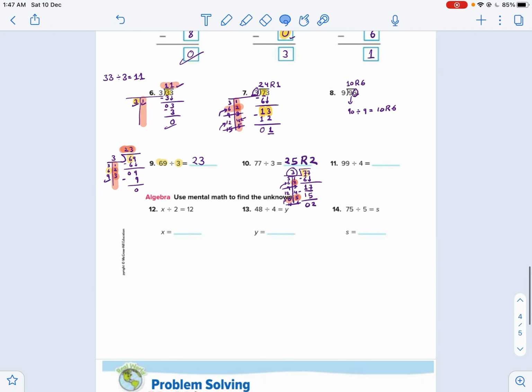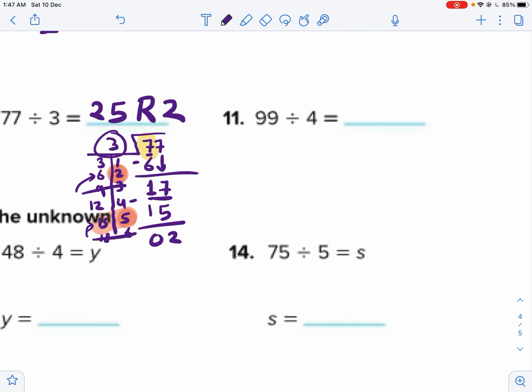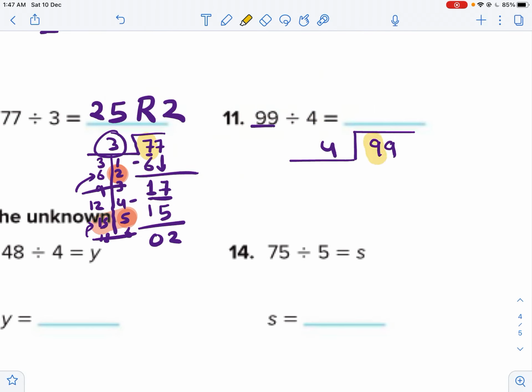Now let's continue. We have a 99 divided by 4. Let's do it. We take the first number, 99. We write it inside. The divisor, we write it out. Now, we take the first number again, the 9. Now, we're gonna start looking for the 9 in the times table of the number 4. Let's start. 1 times 4 is 4. 2 times 4 is 8.